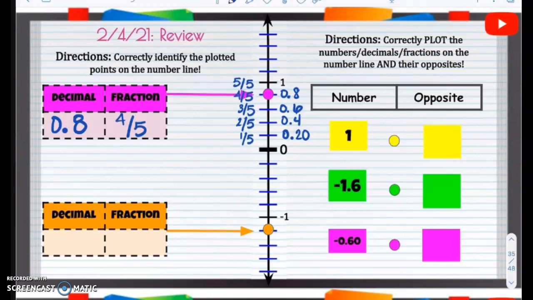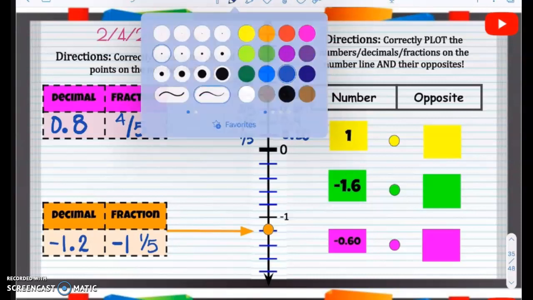Let's take a look down here. Negative. Ooh, so we're going to go past -1. We're going to go 1/5 past -1. So that's going to be -1 and 1/5. And then that 1/5 is going to be 0.2. So that's going to be -1.2 or -1.20.